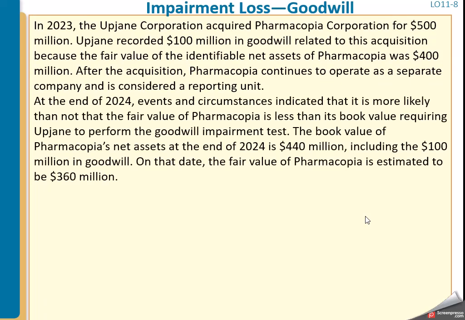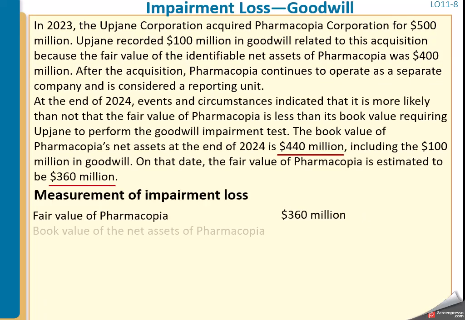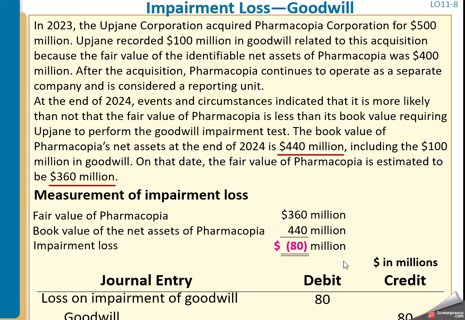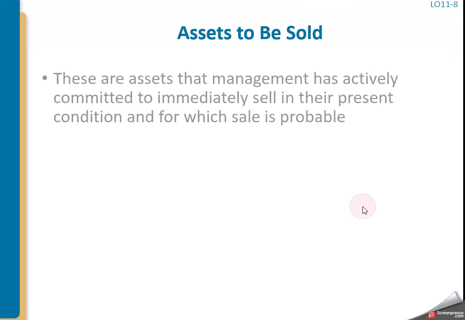So let's see if we get to an example here. Okay, so we have the fair value of this company is 360 million. The book value of the company is 440 million. So our fair value is less than our book value, but our book value includes $100 million of goodwill. So our book value is $80 million overstated. So we need to reduce the value of the goodwill by that $80 million. Again, that would leave us $20 million in goodwill that would stay on the books.